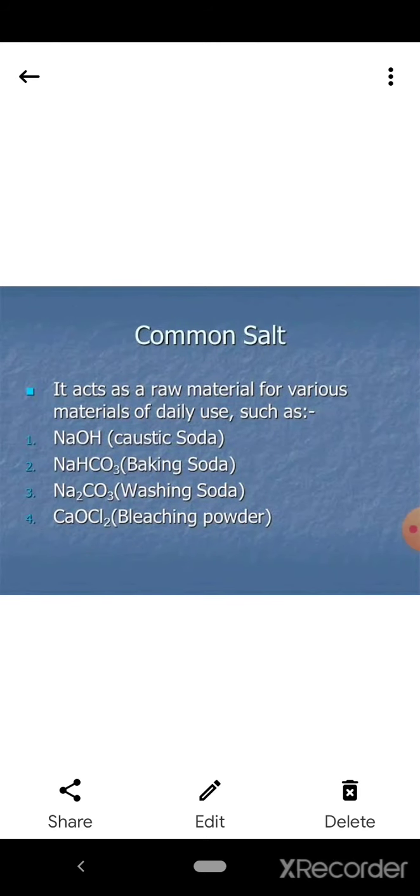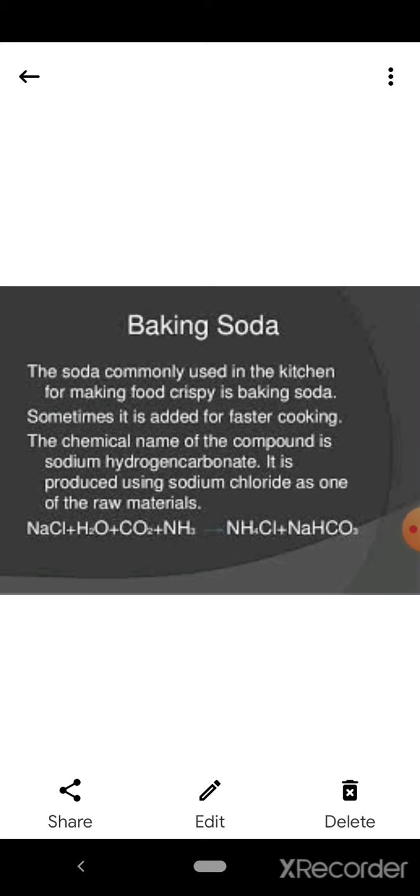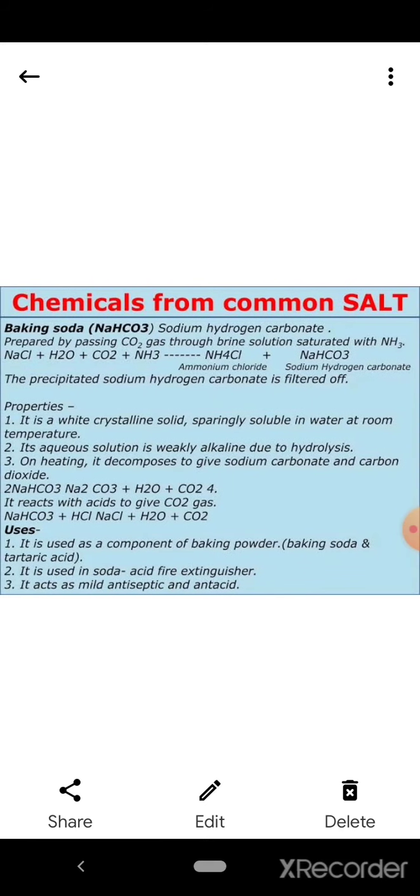See, these are the types of common salt: caustic soda, baking soda, washing soda and bleaching powder. Now let's see about baking soda, which we have seen. It is used for making food crispy. Now see, here are some of the properties of baking soda.